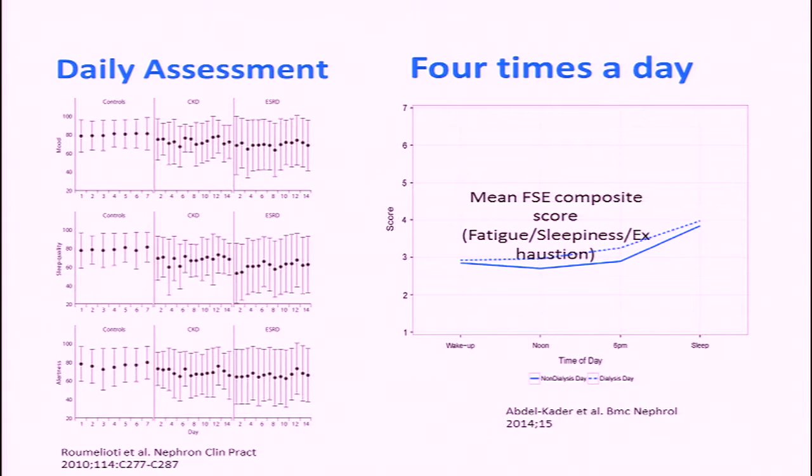Our groups looked at more frequent assessments with the notion of getting at post-dialysis fatigue and changes in the day. We've used the diary approach to look at mood, alertness, and sleep from a day-to-day standpoint, and that is shown in this paper by Romoliotti, which demonstrated that the dialysis, the end-stage renal disease group, not only had lower scores, but also had more day-to-day variability.